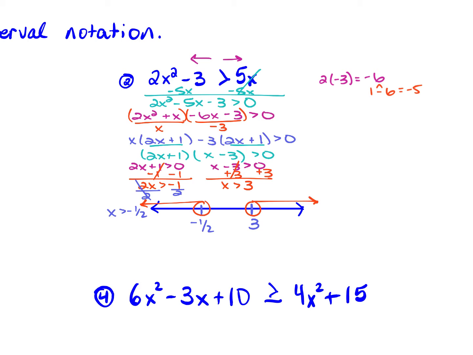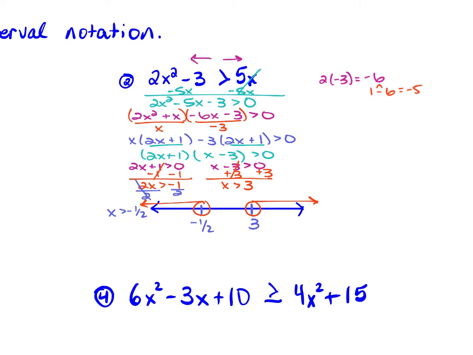If you test a number between the negative 1/2 and the 3, it would be 0. If you plug that in, you would have that 0 minus 3. So negative 3 is greater than 5 times 0, which is just 0. So negative 3 is greater than 0. That's a false statement. There should be no shading in between there, which is what you have.